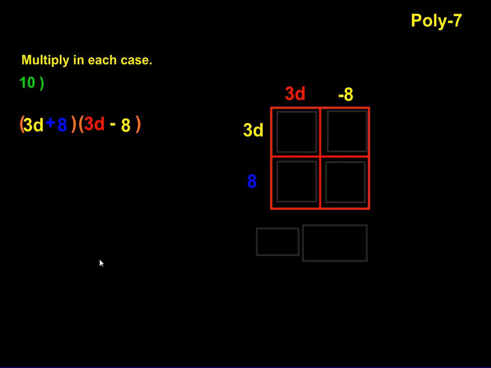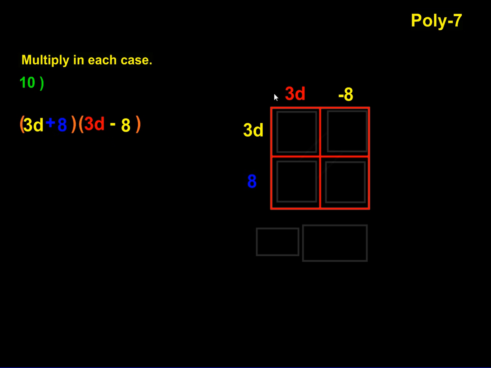Next, we'll take a look at question number 10. So for 10, you have (3d + 8) times (3d - 8). Once again, set up my 2x2 box, took the first binomial and set it up on the left, took the second, set it up on the top. I want to point out that I took the negative with this over here.